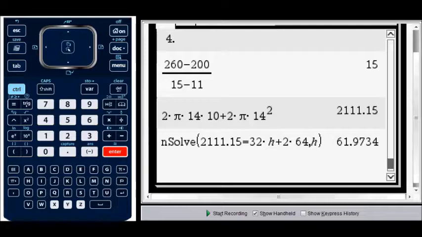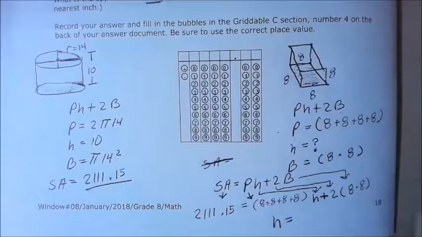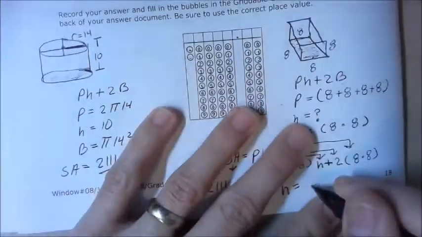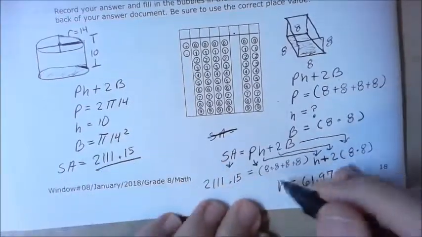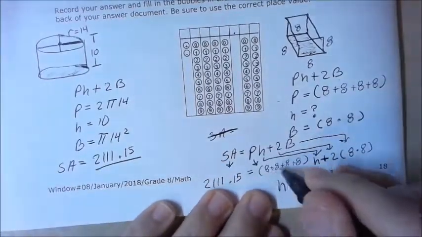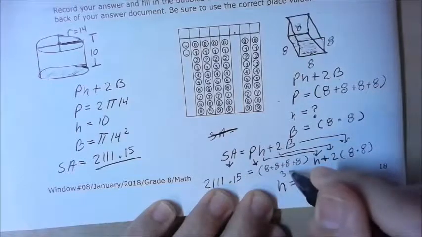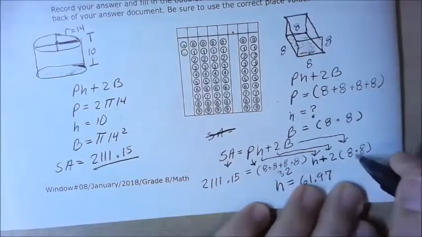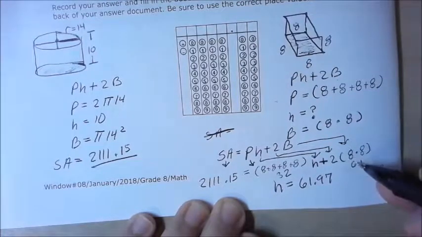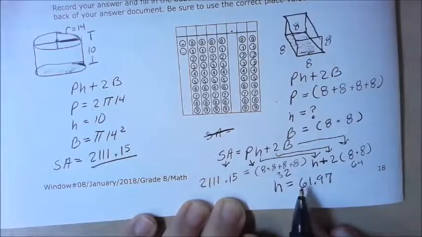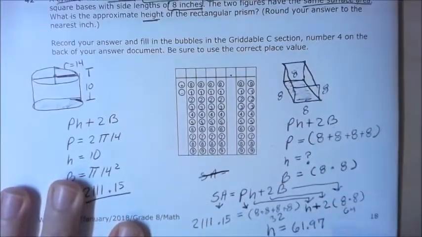And it says that the height must be 61.97. So let's write that down. And if you're wondering, remember how I told you I just added these together: these 4 8s gave me 32, and 8 times 8 was 64. That's how I come up with that 32 times H plus 2 times 64.